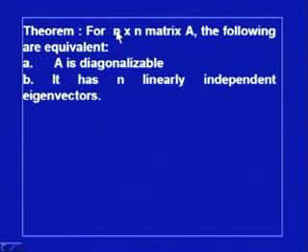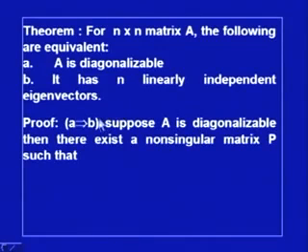Now, for this, this theorem will be helpful. Let me first state the theorem. For a square matrix A, the following are equivalent: A, A is diagonalizable, and B, it has n linearly independent eigenvectors. Now, to prove this theorem, I will first prove that if A is diagonalizable, then it has n linearly independent eigenvectors, but since this theorem suggests that these two statements are equivalent, I also have to prove that if it has n linearly independent eigenvectors, then A is diagonalizable.